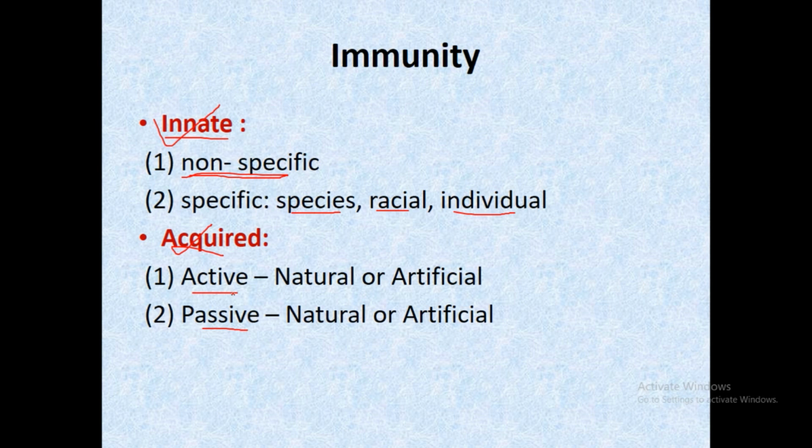Both the active as well as passive acquired immunity again have two types, natural or artificial. So in that way we are going to say natural active acquired immunity or artificial active acquired immunity. Now the next one is natural passive acquired immunity and artificial passive acquired immunity. All right.